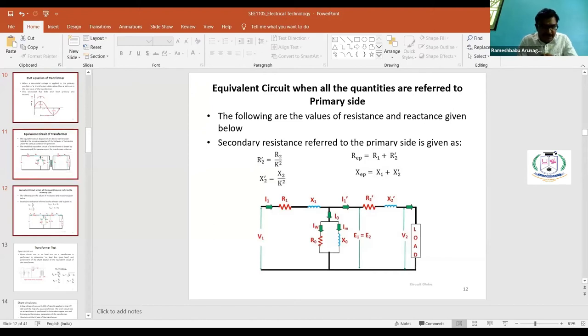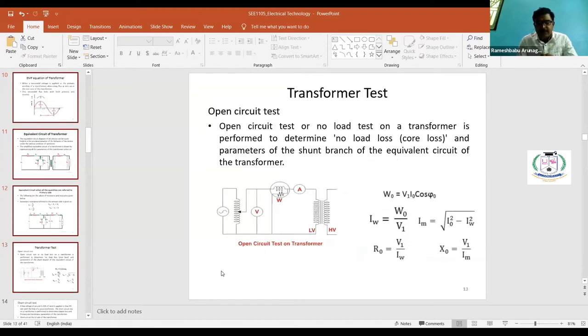The next important topic is the transformer test. Why do you want to perform the transformer test? To find the predetermination without loading the machine. That is a kind of predetermination. To predetermine the efficiency or regulation of the transformer, we are conducting the transformer test. First of all, to predetermine the regulation and efficiency of the transformer, we are conducting this test.